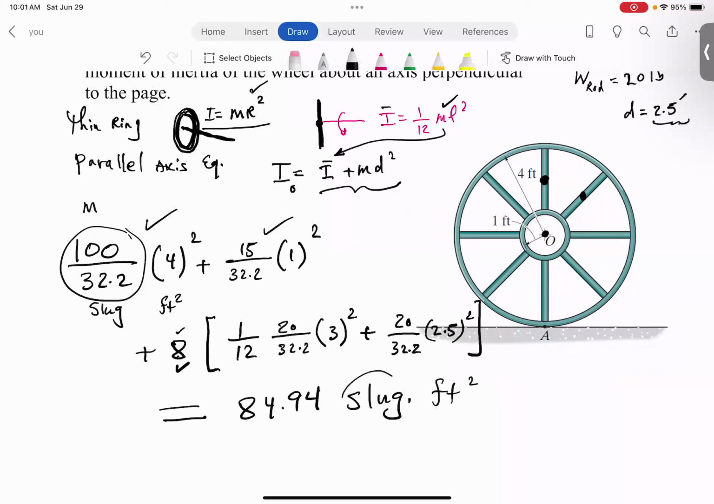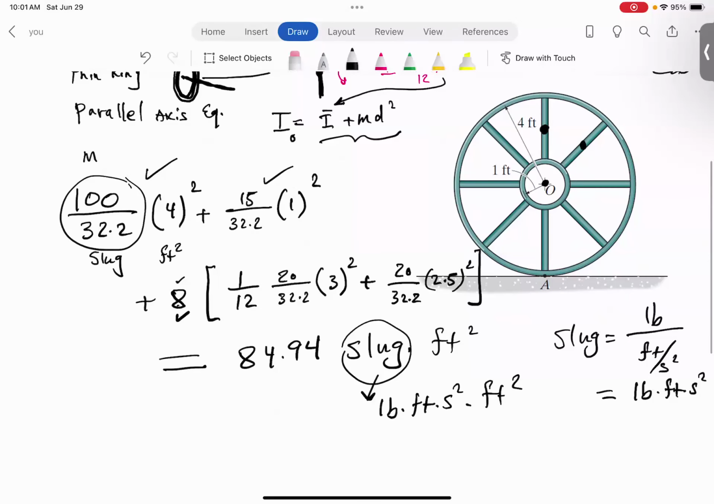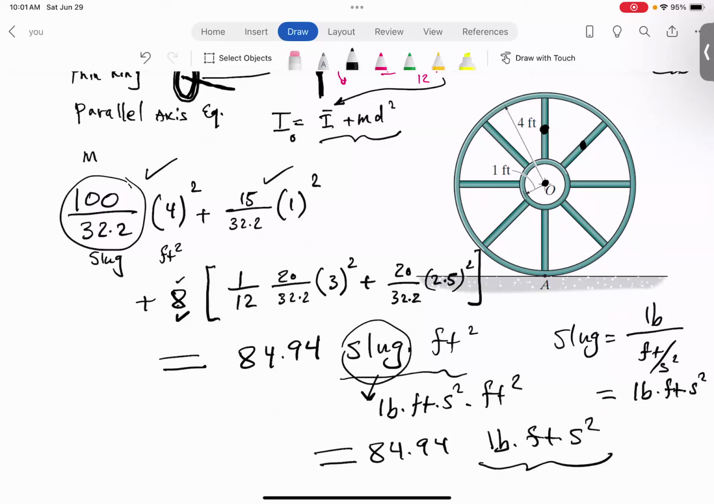Or you can actually write it differently: a slug is pound over gravity, so it's actually pound foot second squared. If you change that to pound foot second squared and then multiply it by feet squared, another way to put the unit of mass moment of inertia is pound foot second squared, which is exactly the same as a slug.